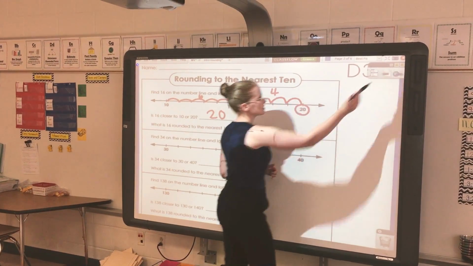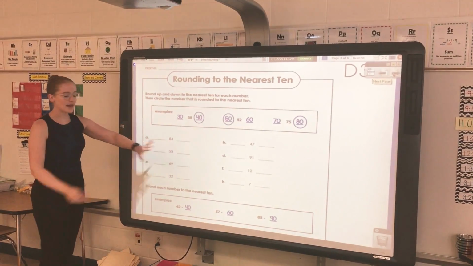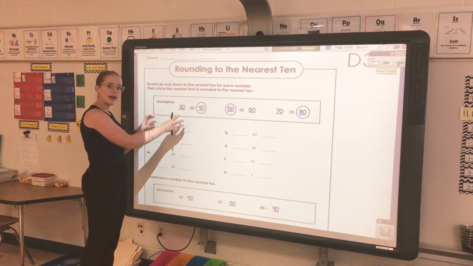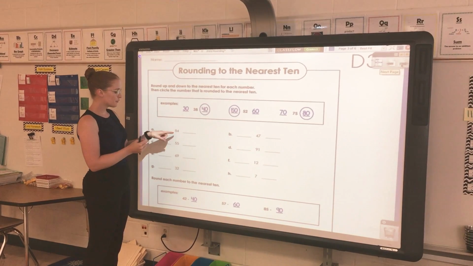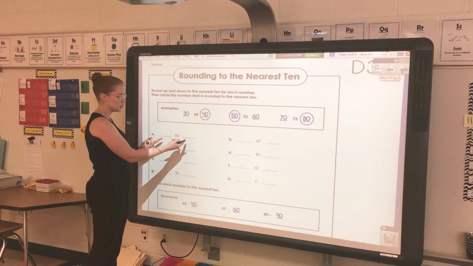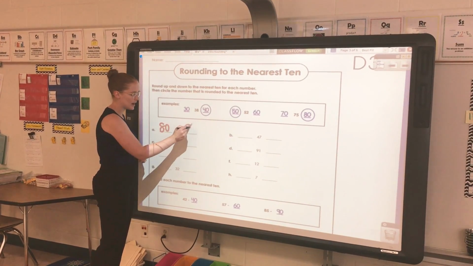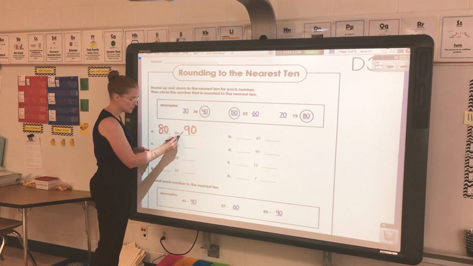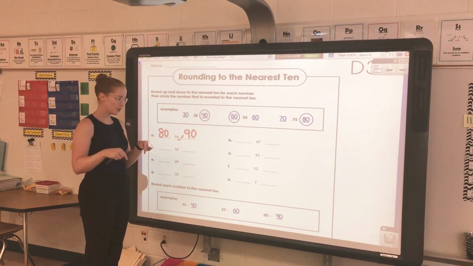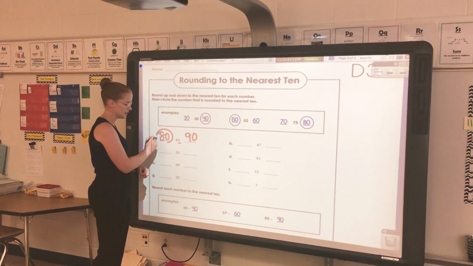On the back side, you will see rounding to the nearest 10 without the number line, but looking at the two tens that it's between. For each problem, you're going to need to think about the two tens. So 84 is between 80 and 90, and then we look in the ones place. 4 or below, let it go, it's closer to 80, so we're going to round it down.